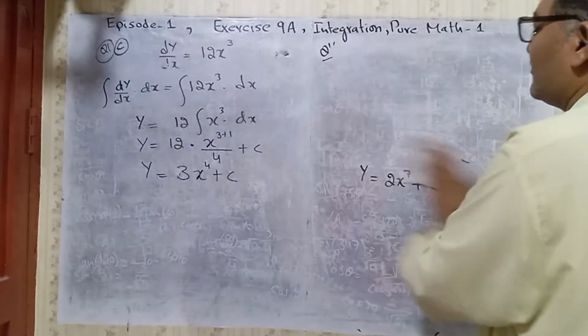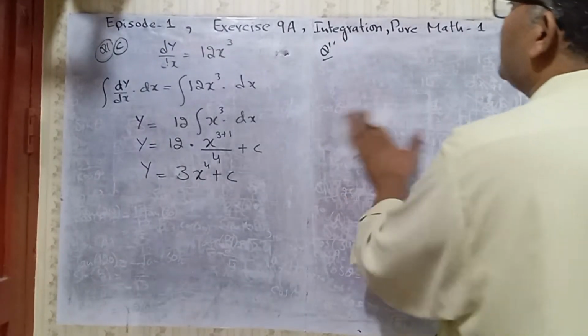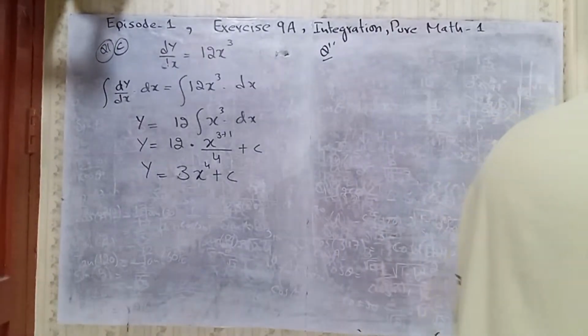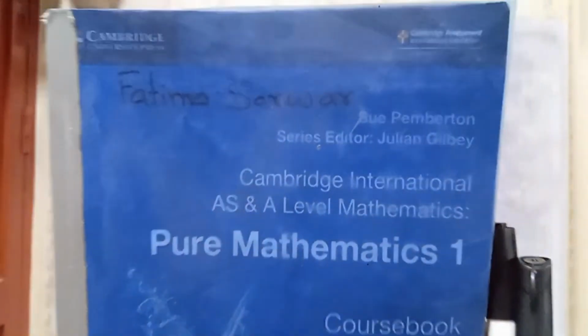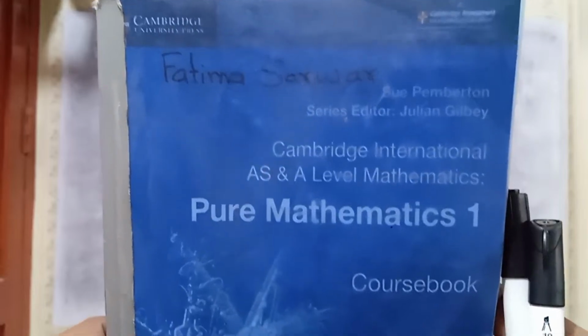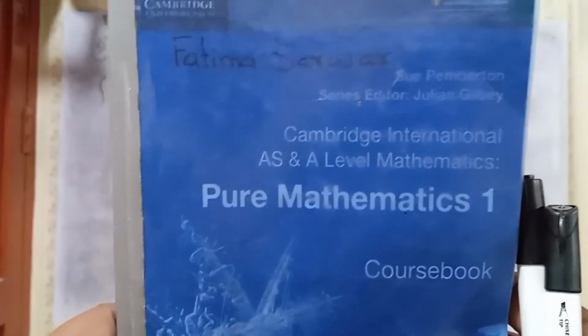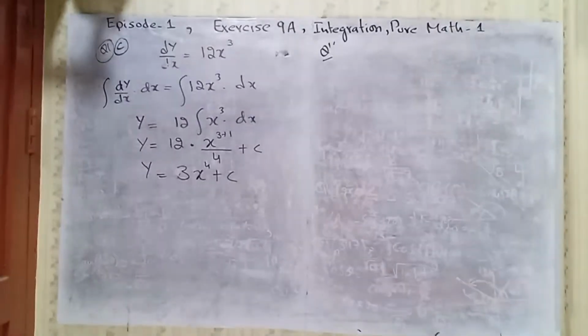You see, we are solving the course book of the Pure Maths 1 and the book I am following, the name of the book is Cambridge International AS and A Levels Mathematics Pure Mathematics 1 course book. This is the book which we are following. Okay, the credit goes to this book.